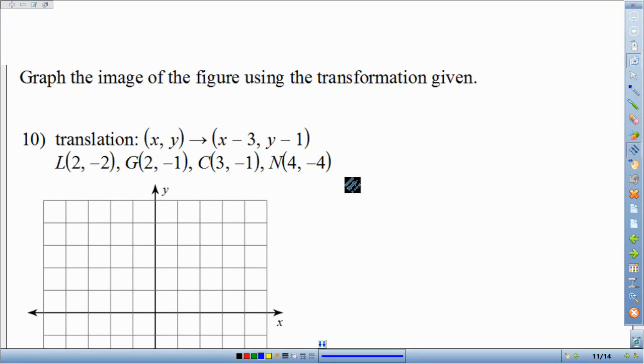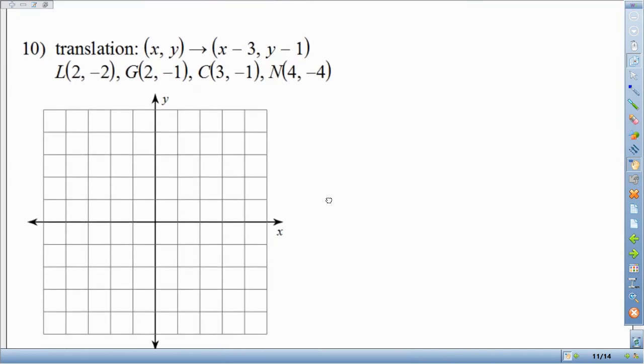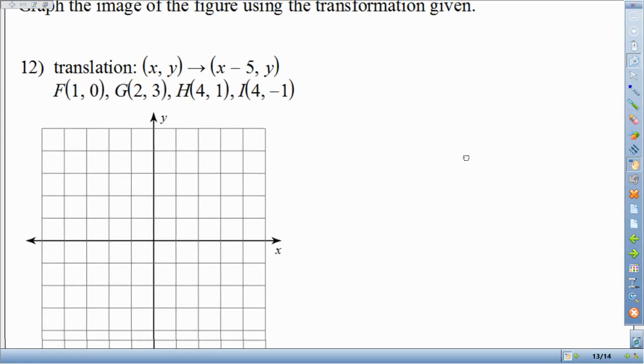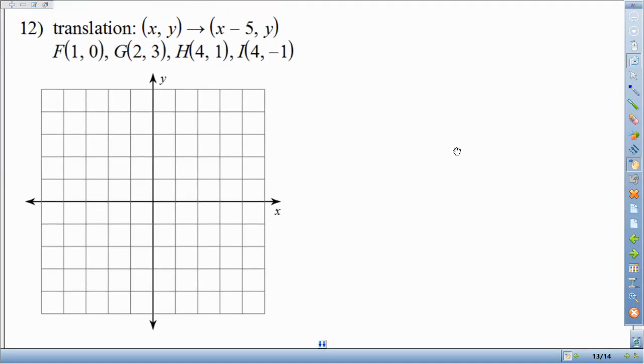All right, so let's see. I'm gonna have you guys go ahead and try out number 10 on your own as a practice problem. So go ahead, plot those original points here, and then go ahead and do your translation and see what you get. Number 11, go ahead, try that one out on your own. And number 12, go ahead and try that one out.